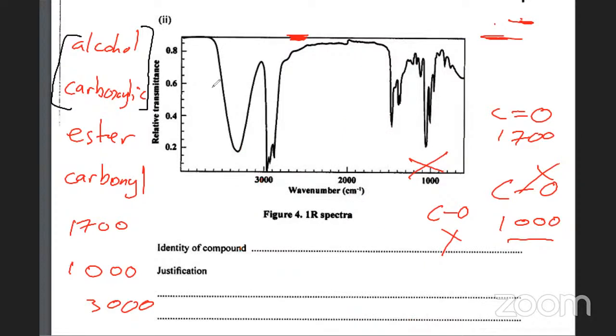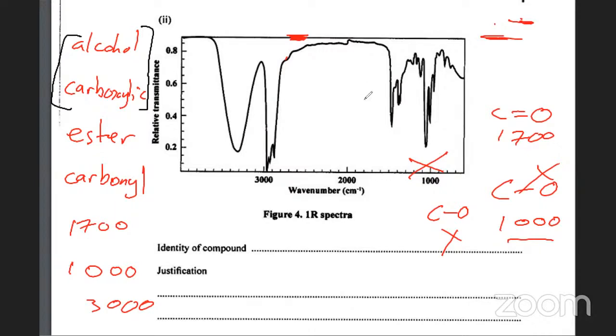Remember, if it was a carboxylic acid, the peak would be much wider. It would look something just like this in red. All right. So this is an OH peak, but just in a regular alcohol, not a carboxylic acid. If it was carboxylic acid, it would be a wide peak like this one here in red. All right. Because it is not wide, it's a regular alcohol.